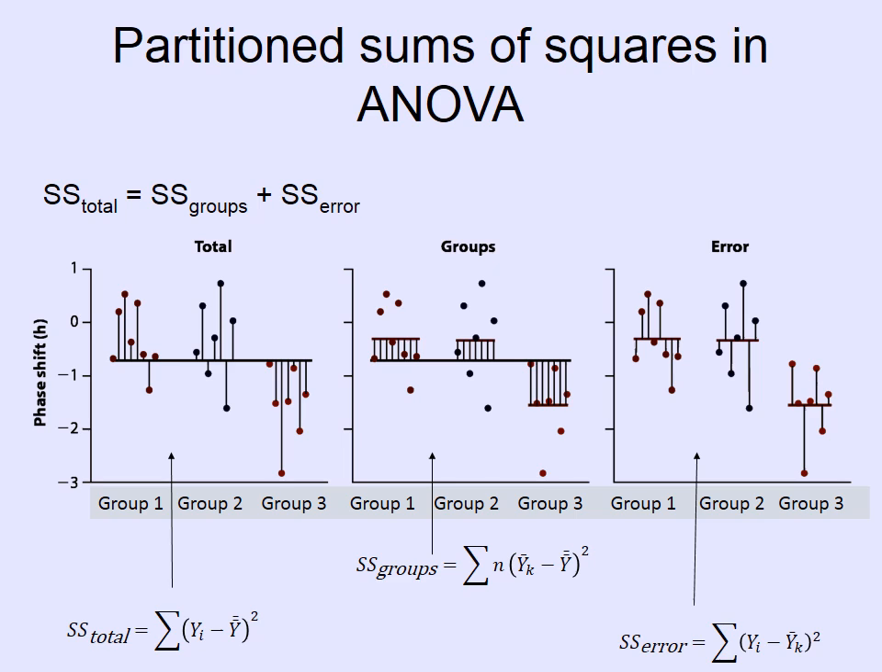Okay, second, sum of squares groups: each group's mean to the grand mean, and notice we use the group size in that calculation. It sort of weights it for the sample size of each group. And then sum of squares error, which is what we're sort of used to: every data point in its group and its difference from its own mean.